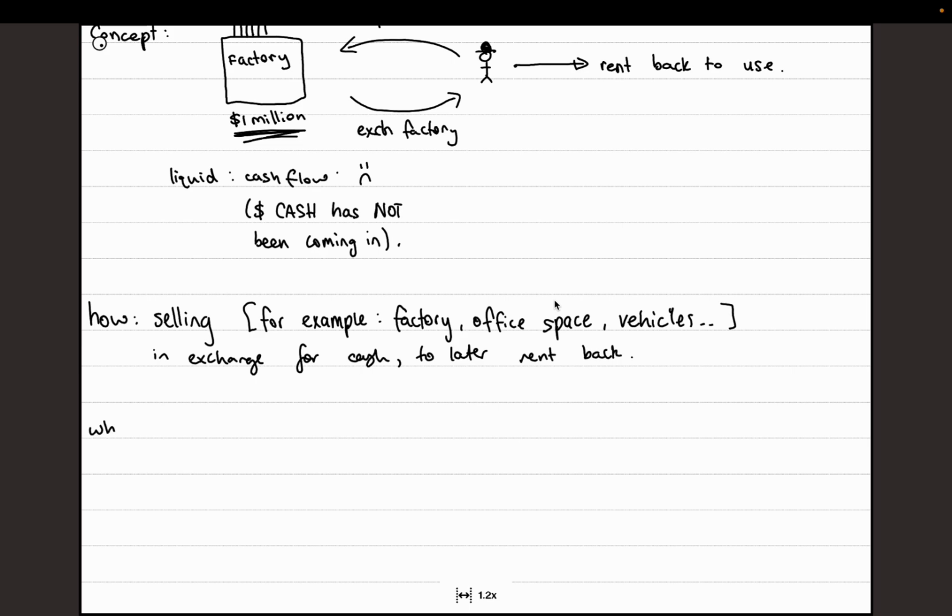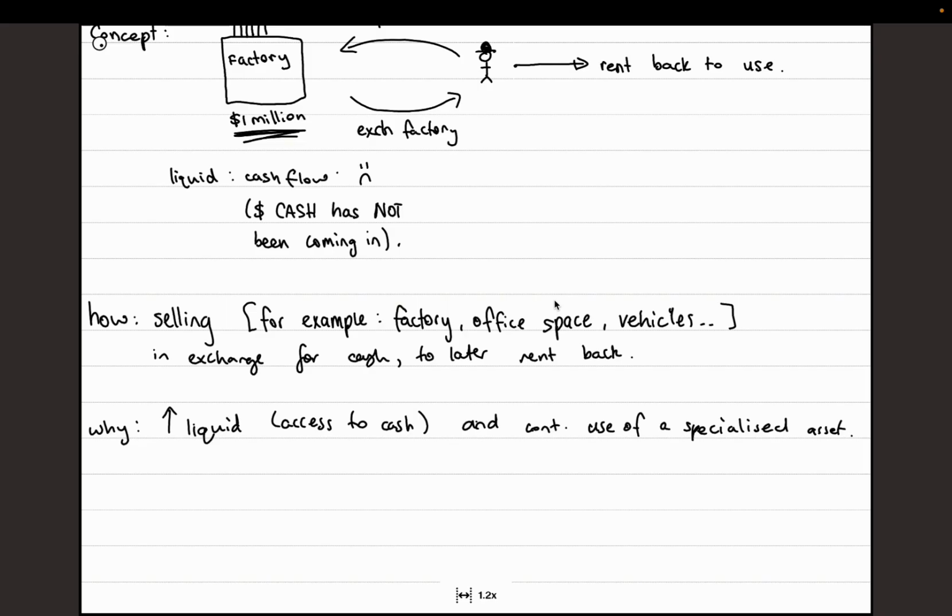Now, why? Why would a business choose to do this? To improve liquidity, because they have access to cash. And continue use of a specialized asset. So a specialized asset, again, it would be a factory that would be fully outfitted with exactly the things that the business needs to make that product. Specialized asset. So that's why they would do it.